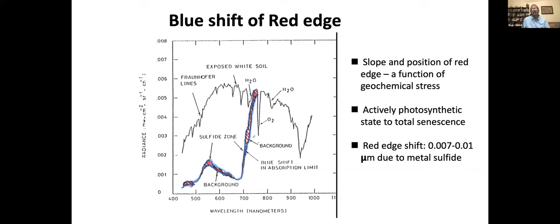For example, there's a very interesting shift, which is called a blue shift of the red edge. Remember, I defined this thing as a red edge. And if you have vegetation which is growing on a contaminated soil, for example, a sulfide-rich soil, then this red edge will shift towards the blue region. So you can see that there's a background line, and then there is a shift of that as well. It's a very minor shift, but people have used this kind of shift to identify the vegetation response in terms of geochemical stress, for example. So there are lots of studies which have been done to identify the vegetation response to geochemical stress or different soil type or variability in the vegetation health, and so on.